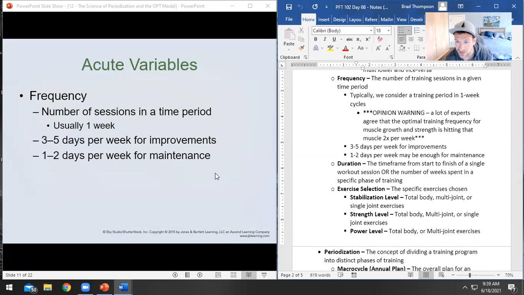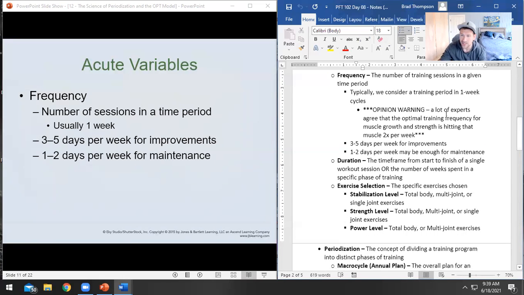Now, frequency, also not listed on the traditional OPT template, but this is the number of training sessions given in a time period. So typically when we're considering a cycle, we're setting it up the same way that we set up our work week, right? It's usually in 1 week cycles.